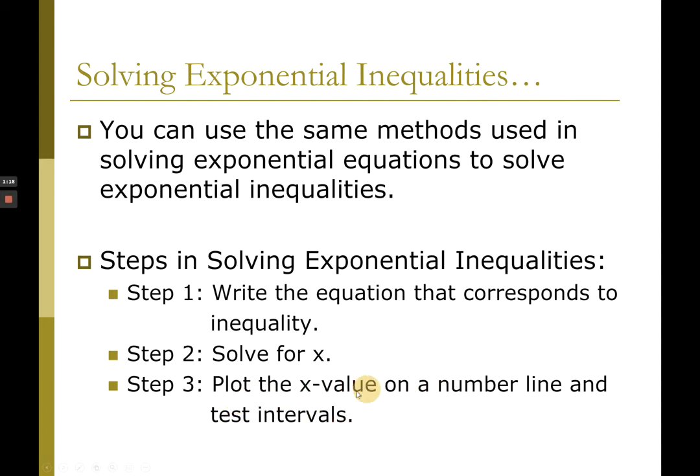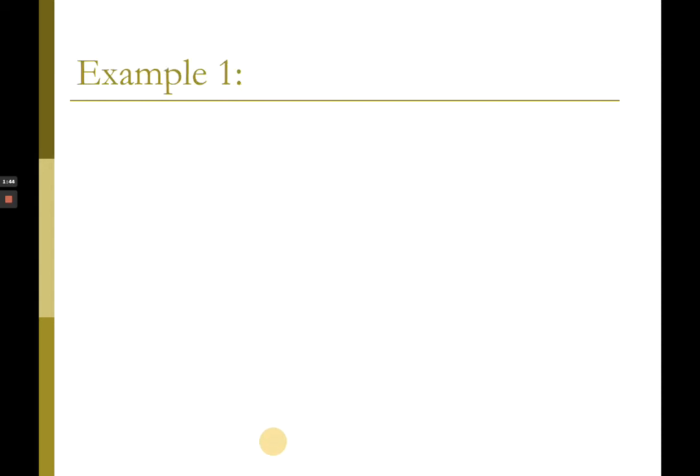You plot the x value on a number line, or graph your inequality on a real number line, where you draw a line going to the left or going to the right. Test intervals means you check which set is the solution. Is it on the left or on the right? That's where the arrow goes, if after substitution it makes the inequality true.